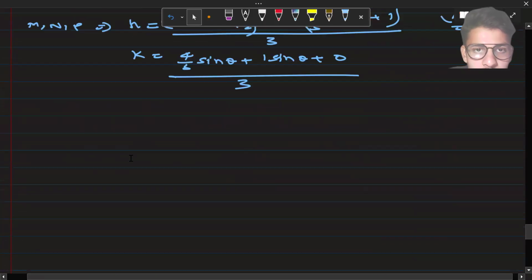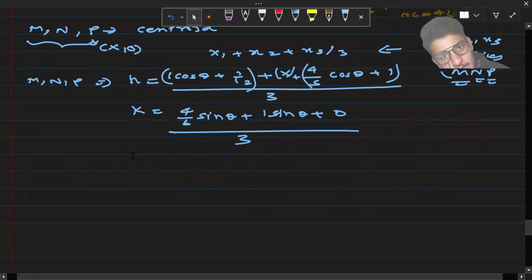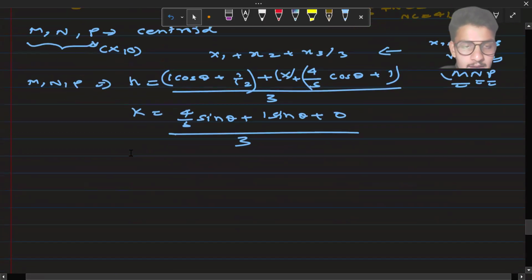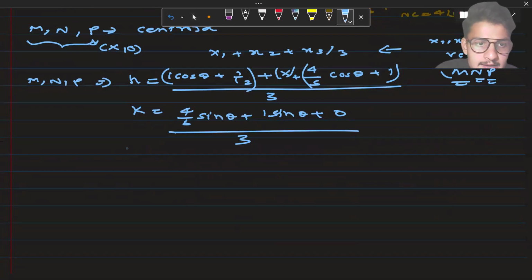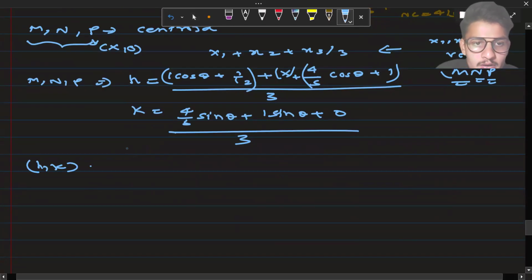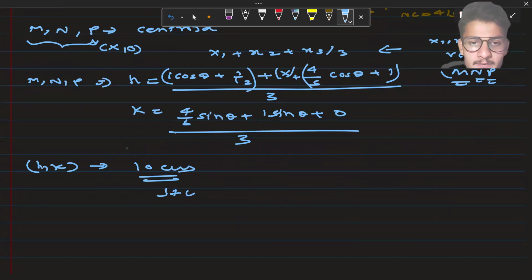Do you remember the locus concept? What is the locus concept? In the locus concept, h and k are any points that follow any locus. Locus means any condition, like a straight line or circle. So we will put them into the equation of them.